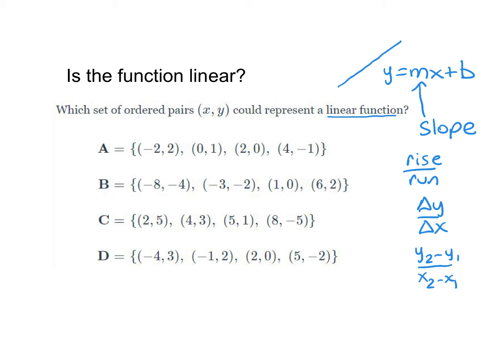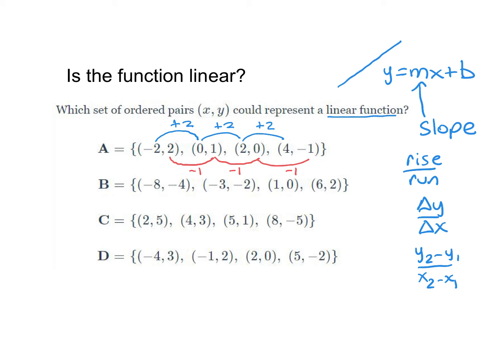It means the same. So I'm going to take a look at my x's and I'm going to say, look, from -2 to 0, I'm adding 2. From 0 to 2, I'm adding 2. From 2 to 4, I'm adding 2. So my x's are adding 2. My y's, I'll switch to red. It looks like I'm going from 2 to 1. I'm going down 1. I'm going down 1. And I'm going down 1.